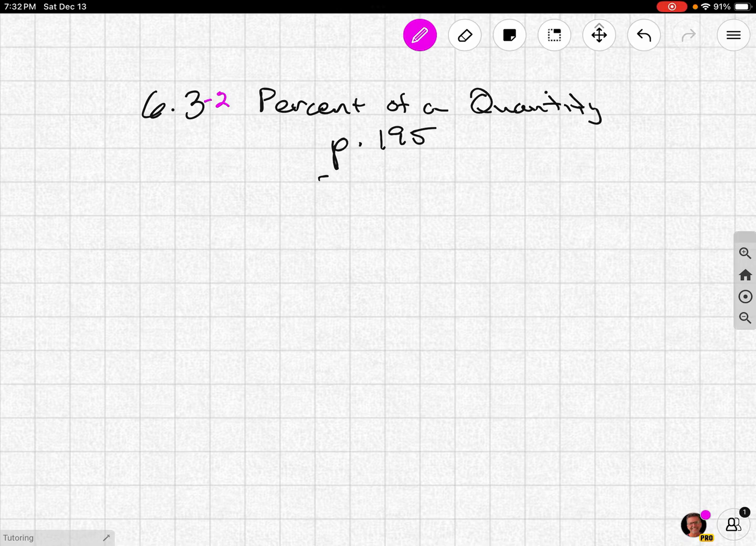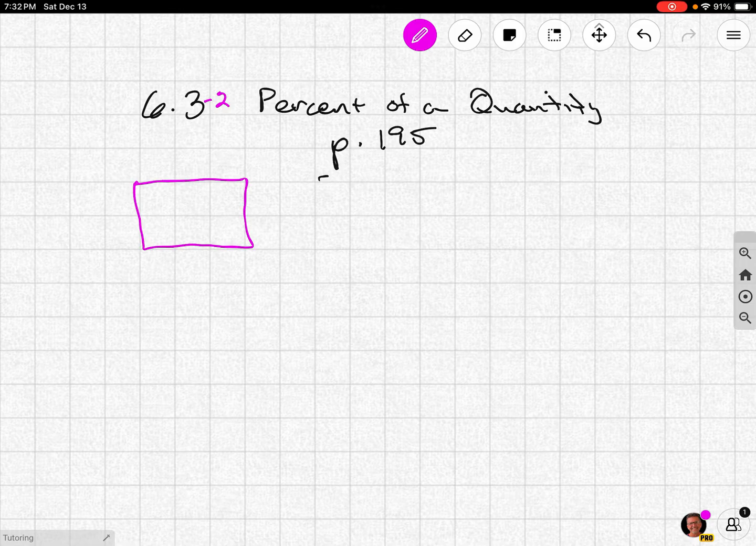And here we go with the second and final video of 6.3, lesson 6.3, percent of a quantity. We're on page 195. We're going to figure out this time how to find the whole given a quantity and its percent. So let's say this is the whole thing.